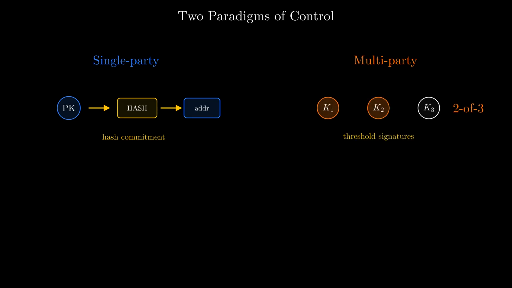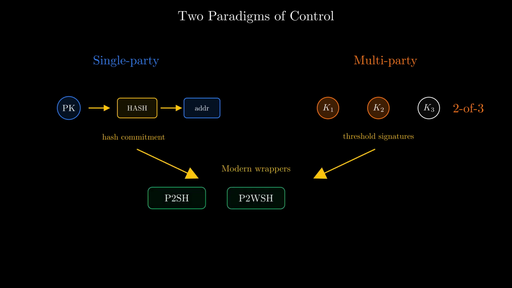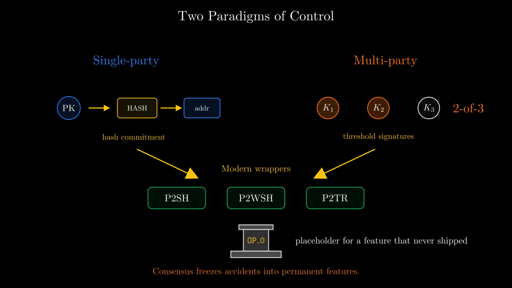P2PKH and bare multisig encode two paradigms: single-party control via hash commitment and multi-party control via threshold signatures. Modern wrappers, P2SH, P2WSH, P2TR, have largely replaced them, but the conceptual blueprint remains. And every multisig spend still begins with a placeholder for a feature that never shipped.